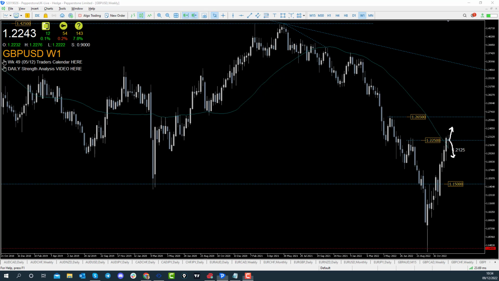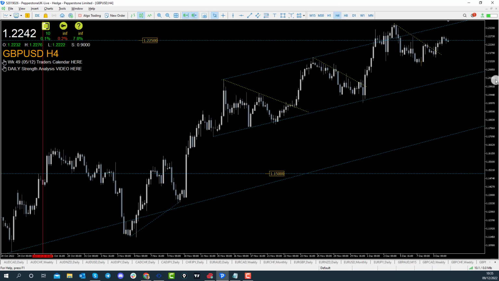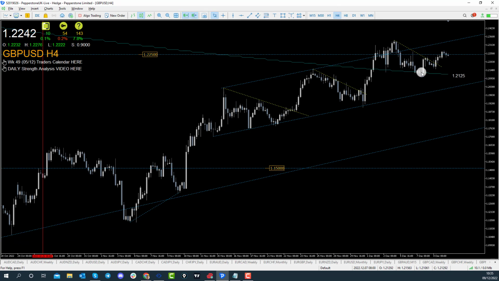Now, the one thing that helps us with regards to the fact that it is in a range is if we go down to the 4-hour time frame, we can see that price is in this sort of directional range where it is trading to the upside here. It's within this bullish channel, but pretty much ever since price hit the 1.2250 handle, price has been pretty much moving sideways.